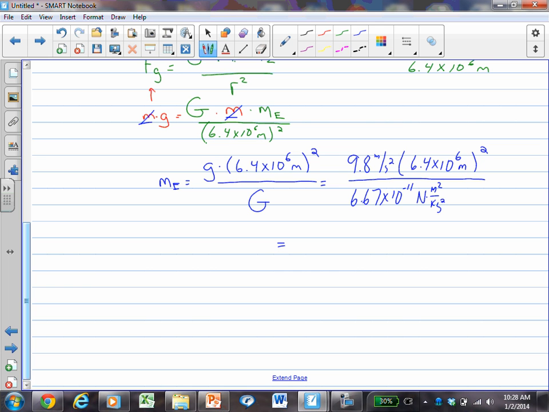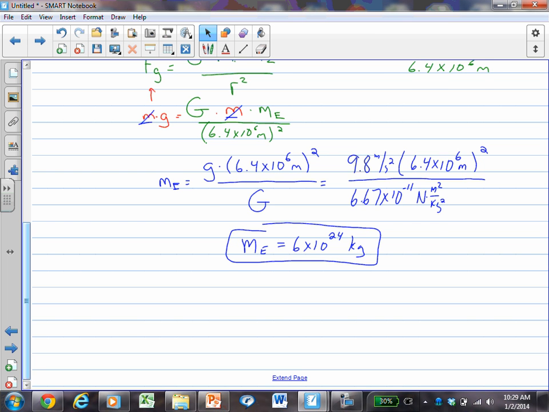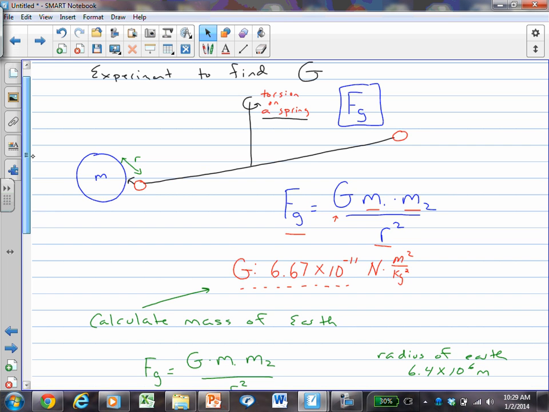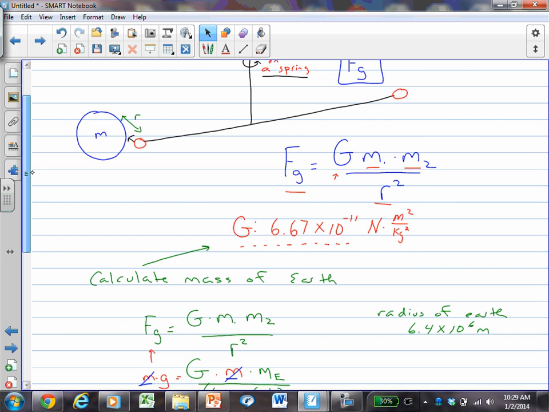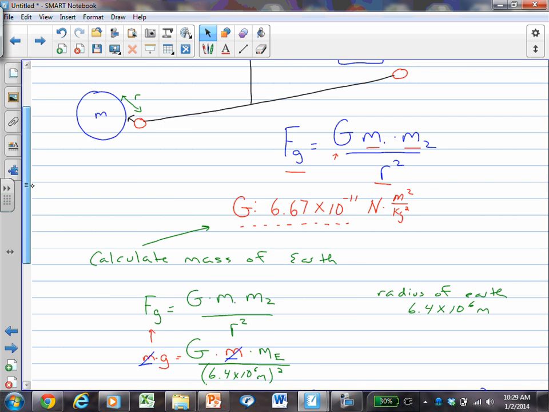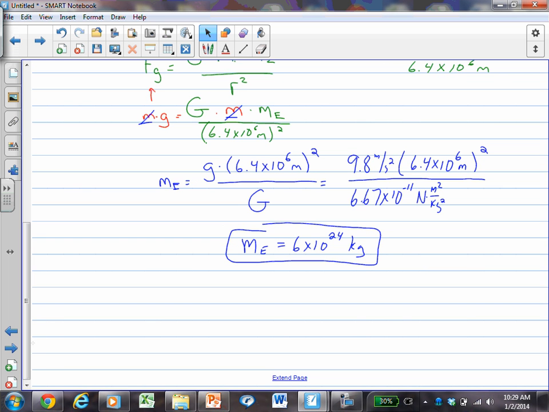And if you do that calculation out, you'll get 6 times 10 to the 24th kilograms for the mass of the Earth. So the important thing is, from this experimental setup, measuring the extra torsion on a spring, you're able to calculate the value of the universal gravitational constant, big G, 6.67 times 10 to the minus 11 newtons times meters squared per kilogram squared. Okay.